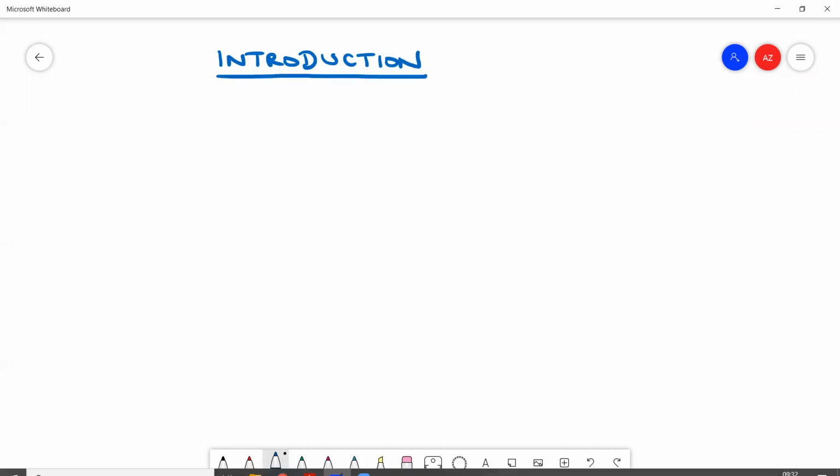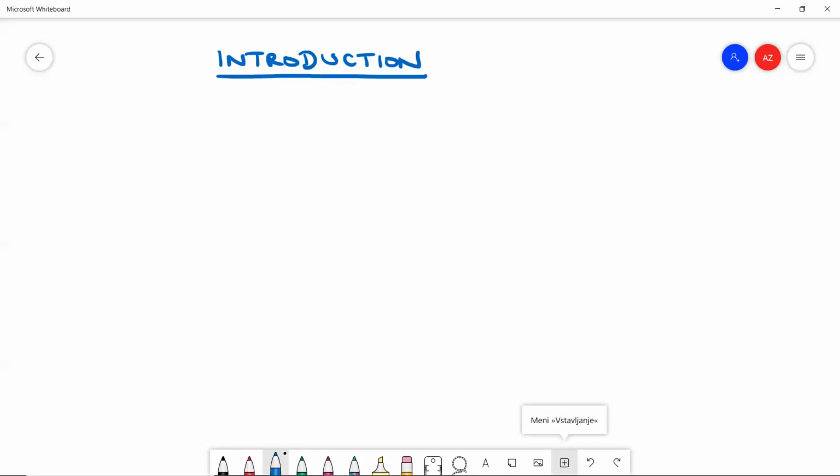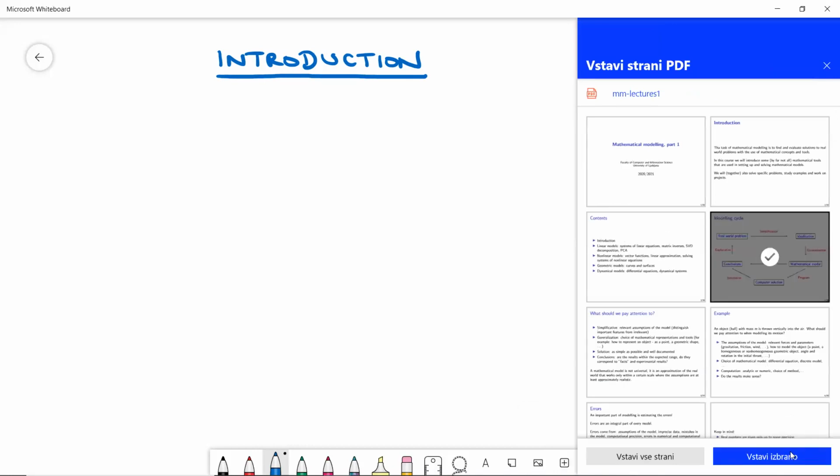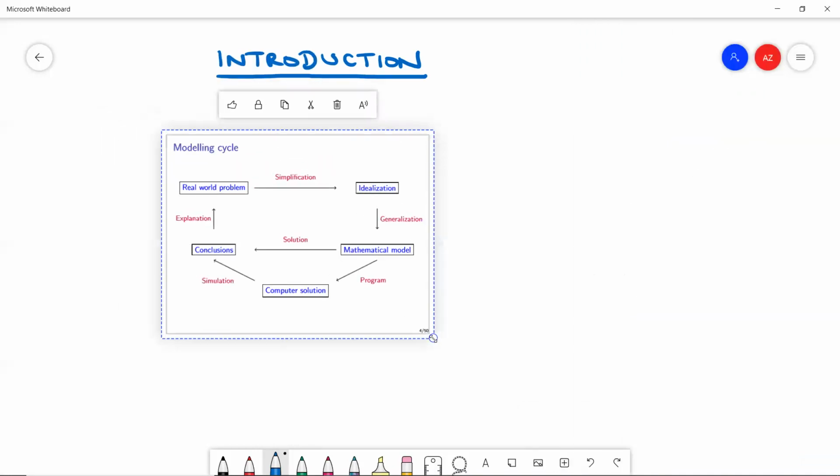So we start with the chapter linear models. But before linear models, let's do some short introduction into math modeling. So I will use a diagram which best describes what math modeling is about. So this is this diagram.